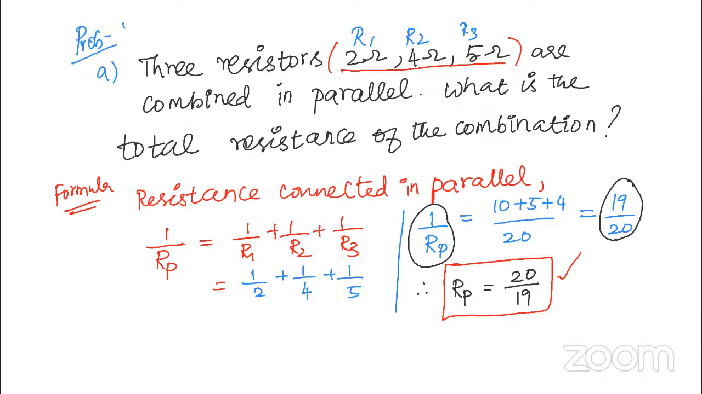Okay, so this problem also has a B part. This is the A part. So up to this, is it clear how to calculate the resistance value in parallel connection? Say yes or no. Yes, okay, very good.